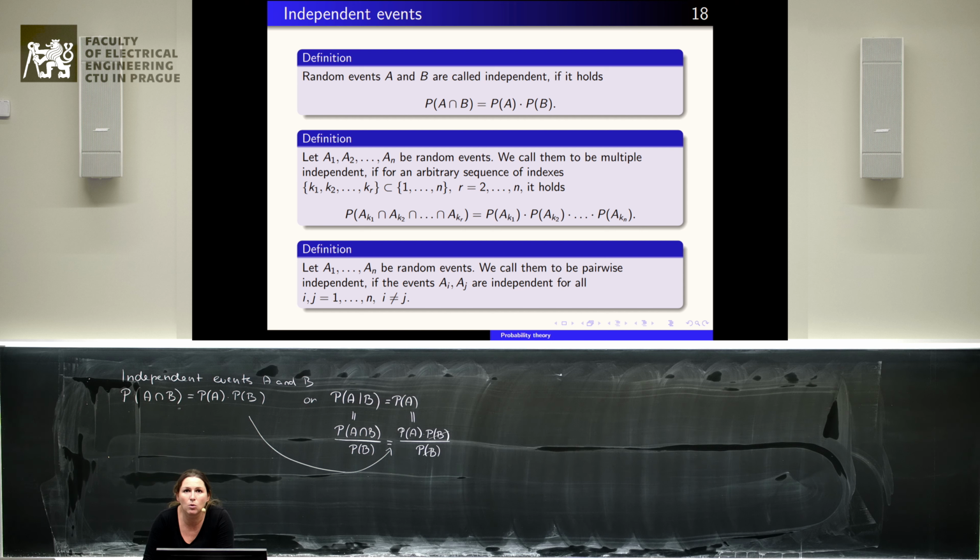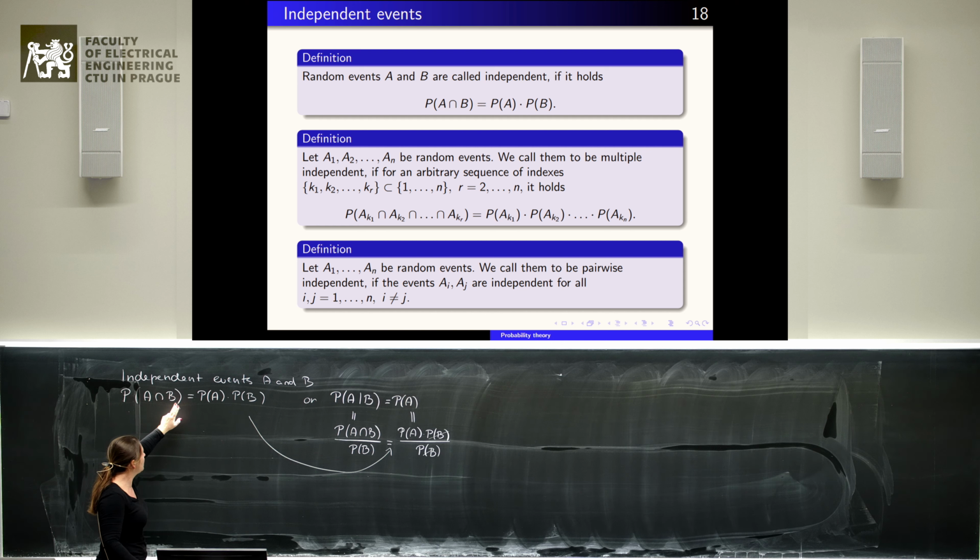Of course, we can consider more events. When we consider n events, A1, A2, and so on till An, then the independence of these events is defined so that the equality of the probability of intersection and the product of the probabilities must be satisfied for all combinations we can make. So this terrible definition means nothing more than that the probability of intersection is equal to the product of probabilities for all combinations we can get.